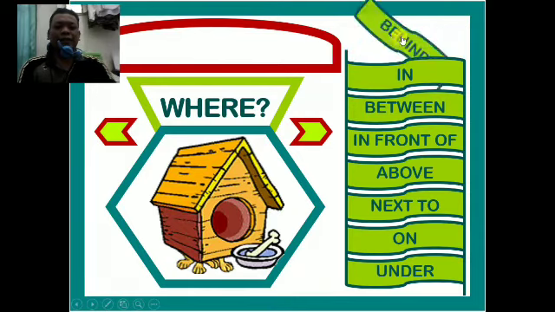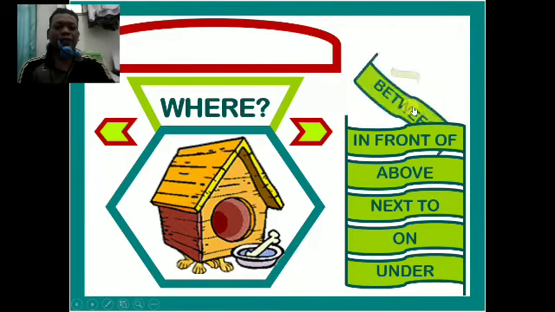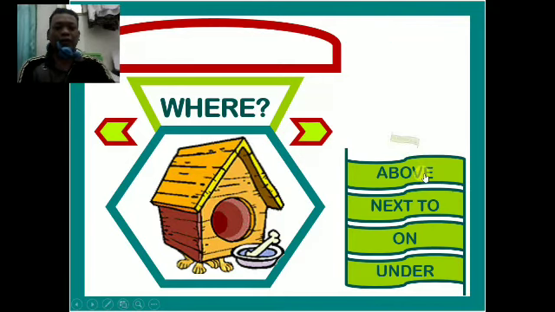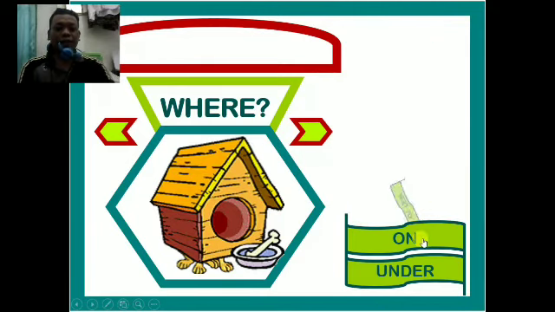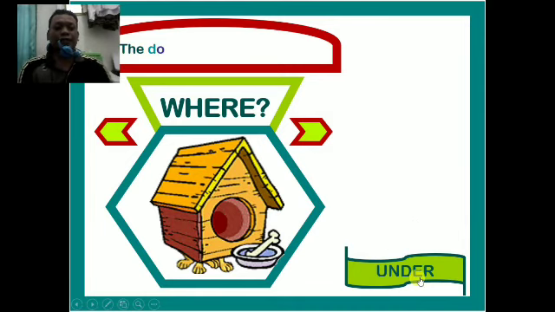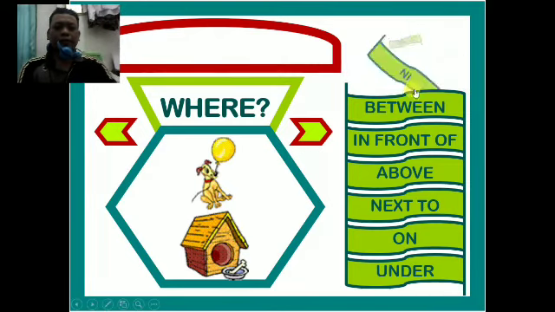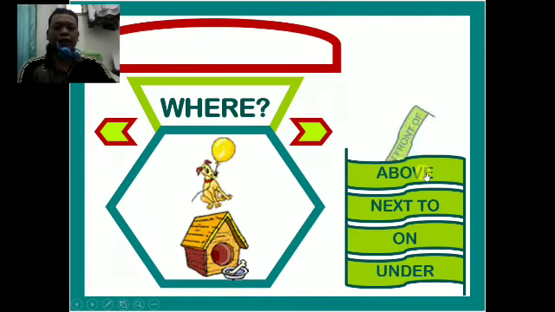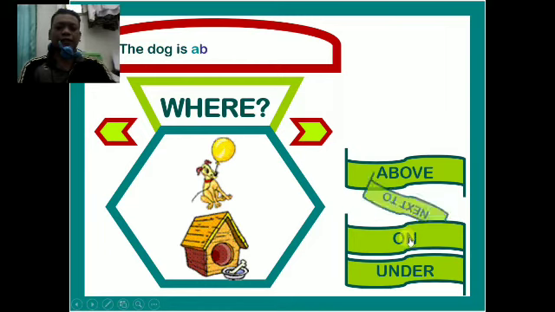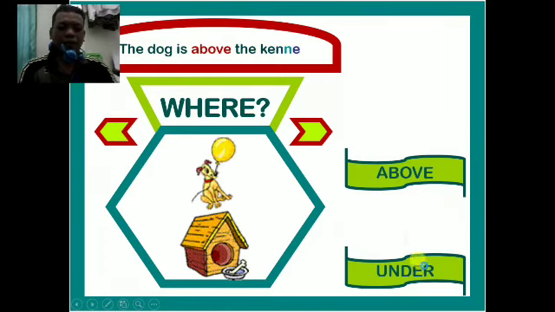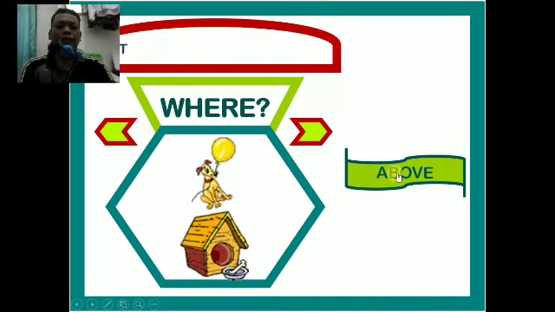What about this? Behind, no. In, no. Between, di antara, bukan. In front of, di depan. Above, no. Next to, di sebelah, bukan. On, di atas, no. Under. Yes, the dog is under its kennel. What about this? This is, yes, a few centimeters above the reference. The reference is the kennel. So behind, no. In, no. Di atas ini, ya. Between, in front of, di depan. Above, ya, paling cocok adalah above. Next to, tidak. On, di atas, menempel, bukan. Under. So the correct one is above. The dog is above its kennel.